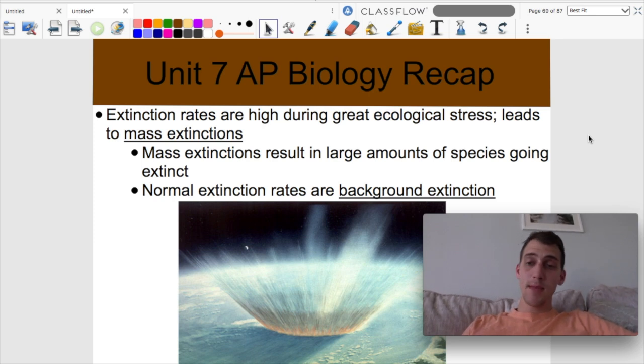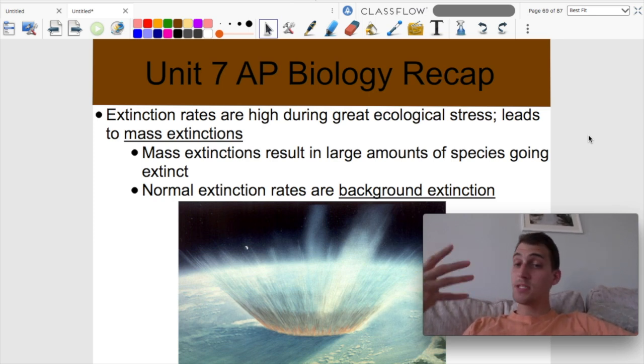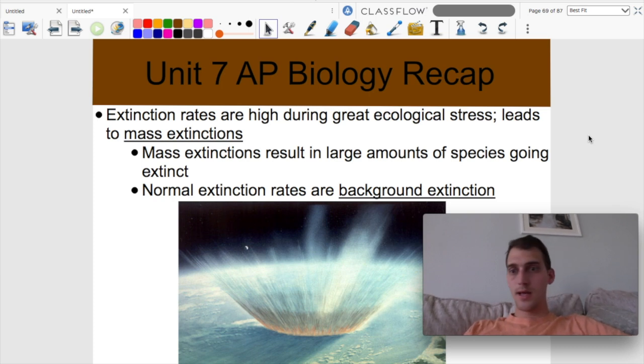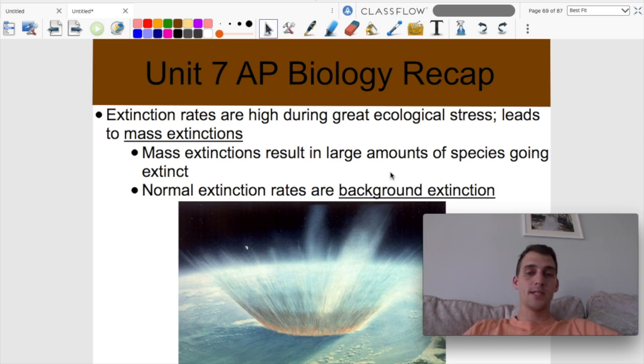Species go extinct, making way for species better adapted to a particular environment. The environment changes, and then the species that were adapted initially are no longer adapted, and a new species might take their place. That's a normal part of the evolutionary process. That's just life. Literally, it's life. That's what we call the background extinction.